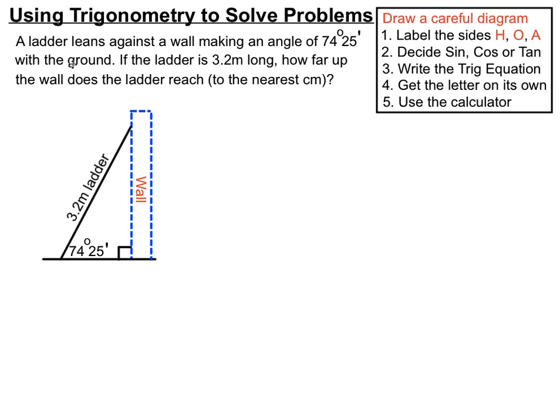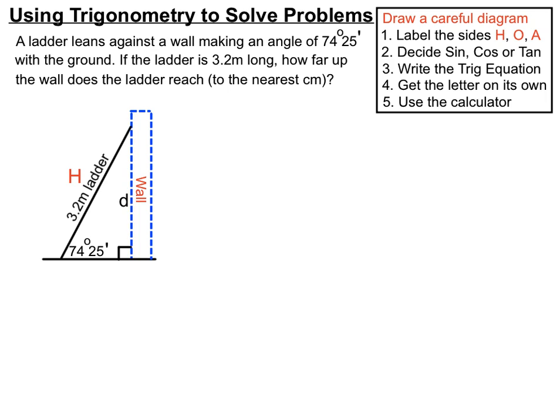Okay, so we've got that part of the diagram there, and we want to know how far up the wall the ladder reaches. I'm going to call that D for distance. I could call it H for height up the wall, but we're already using an H for hypotenuse in these triangles, so it's probably best to avoid H in our lettering there. But that's what we're after, how far up the wall does the ladder reach. So that's our diagram. We're going to label the sides now.